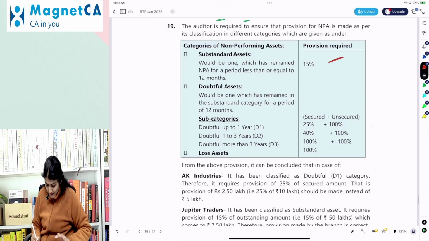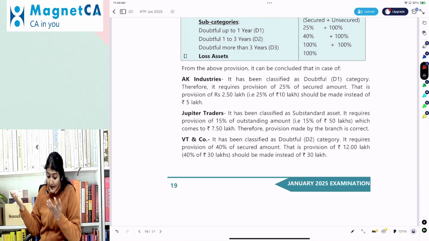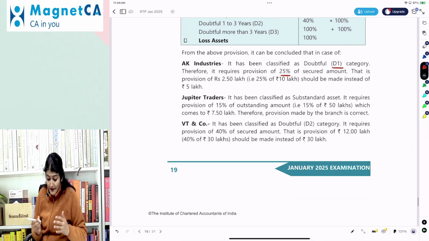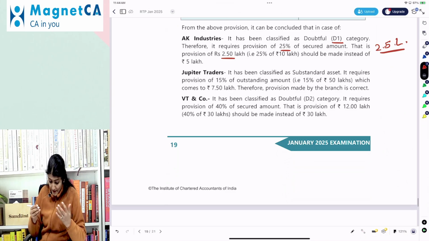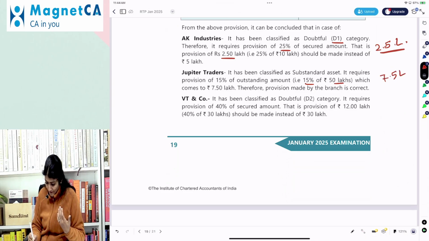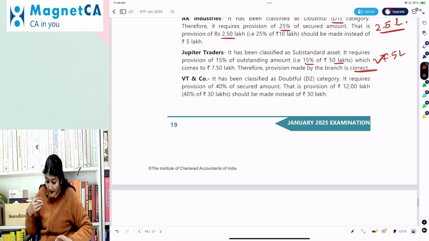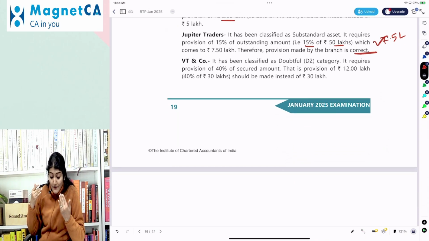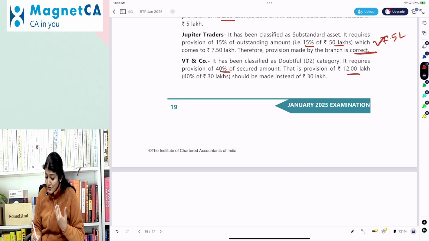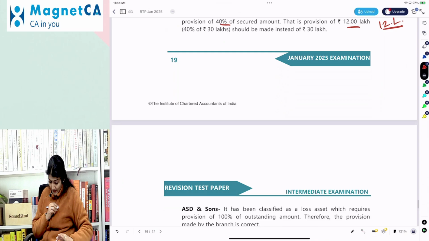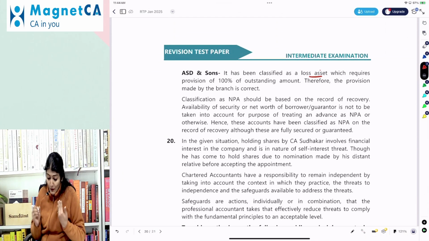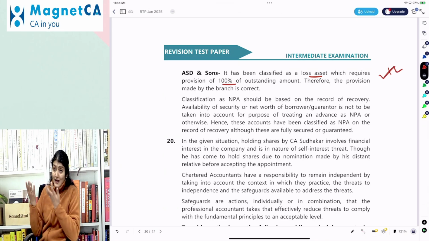So these are the percentages given. Now, in case of AK Industries, it has been classified as D1 and it is secured. So provision of 2.5 lakh should be made instead of the 5 lakh. Then it has been classified as substandard. It requires provision of 15% of the outstanding amount. So that is 7.5 lakh, which is correct. Then VT, it has been classified as D2. It requires provision of 40%. So the provision should be 12 lakh instead of the 30 lakh. And the last one, it has been classified as the loss asset, which requires 100% provision. And therefore, the provision made by the branch is correct.